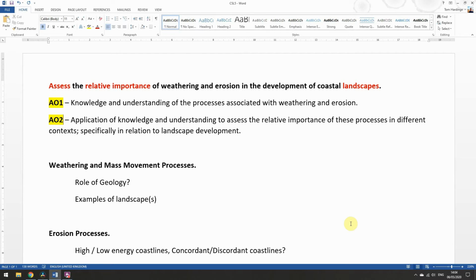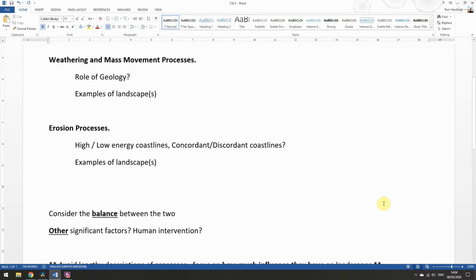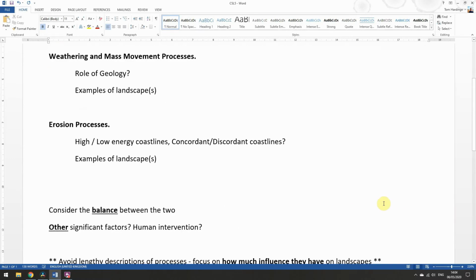Now, there are a number of ways in which you could structure this answer. This was actually a question on one of the A-level exams a few years ago, and I read lots and lots of responses when I was marking that paper. By far the most common approach, and actually a really good one, was to separate the answer into weathering and erosion processes, and then maybe to think about the balance between the two of them.